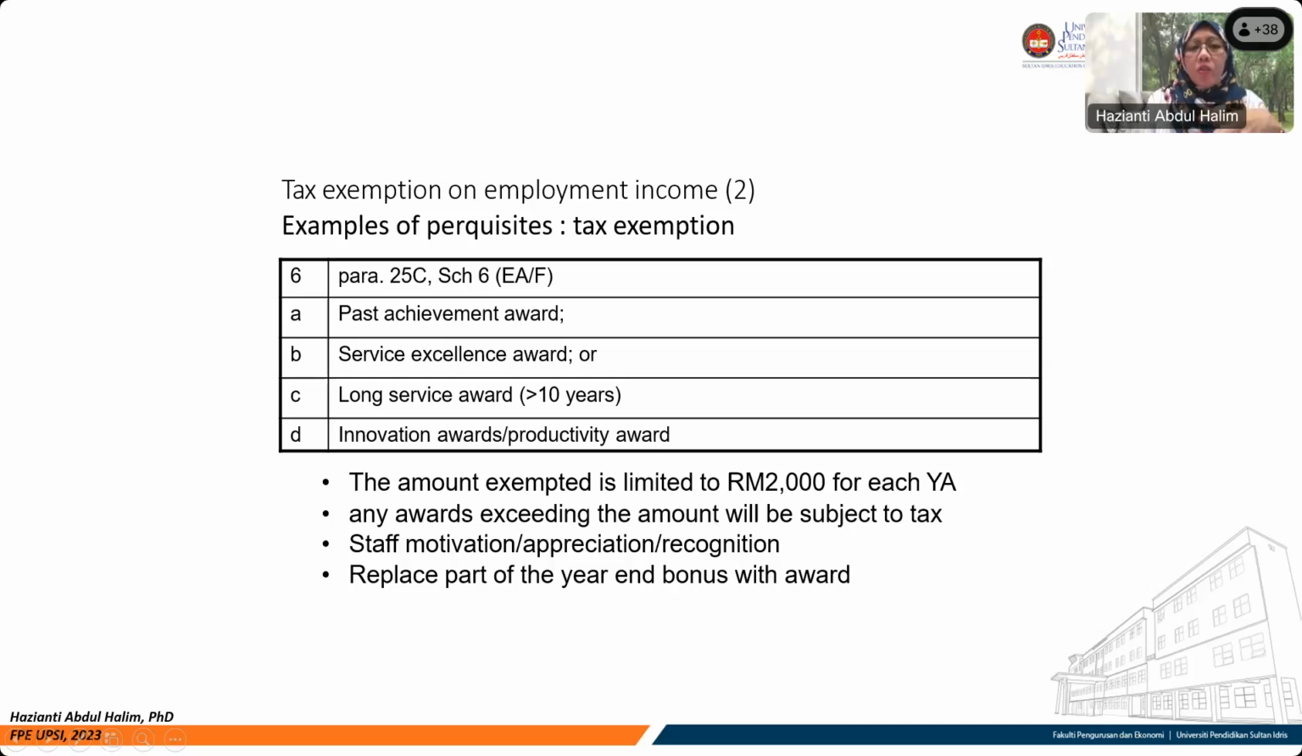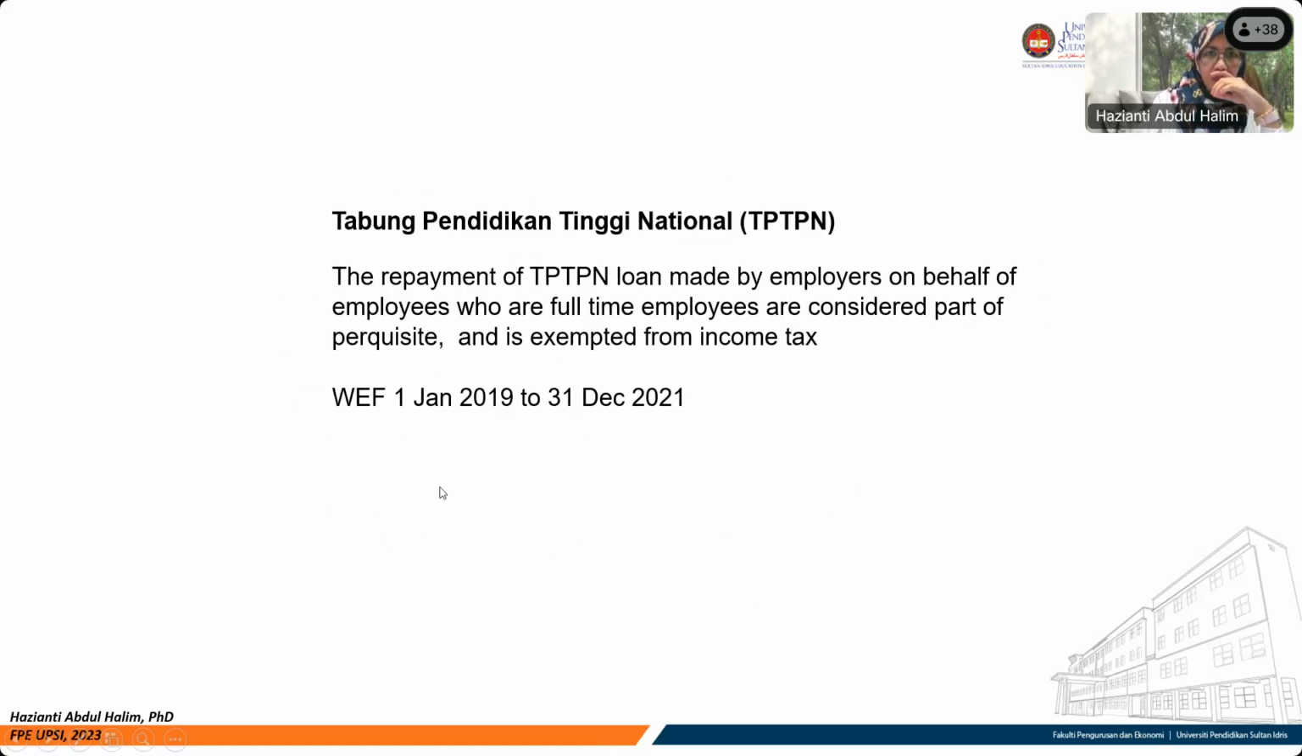in order for us to minimize our tax paid on employment income, we can strategize, we can plan to replace whatever cash that we get with the awards here. Because awards have exemption, for bonus there is none. The bonus will be included. Let's say you get RM10,000 bonus, you will be taxed on RM10,000. Okay, this one I skip because it only applies until 2021.